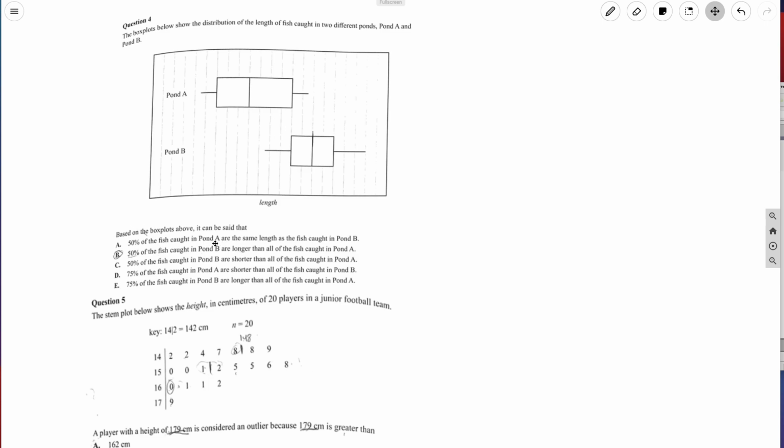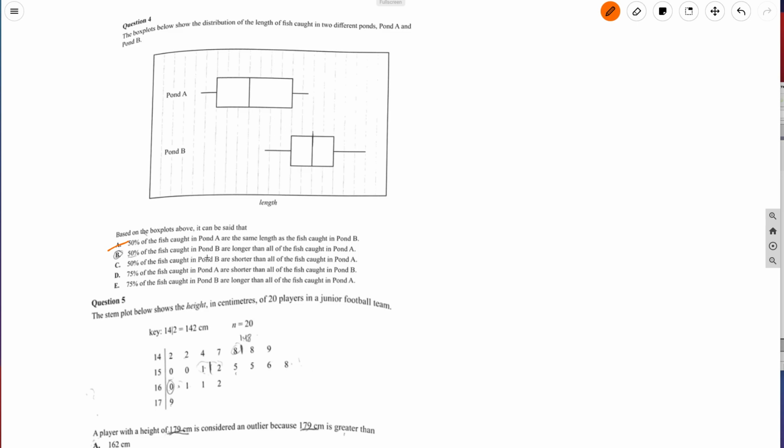Based on the box plots above, it can be said that 50% of the fish caught in pond A are the same length as the fish caught in pond B. That doesn't even make sense because they've said 50% of the fish, like it's a group, compared to the same length, unless they're comparing the middle 50%, which would be the box. Clearly they're not the same position, they're not even the same length, so that one's out.